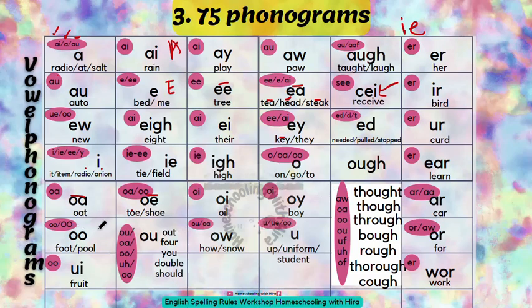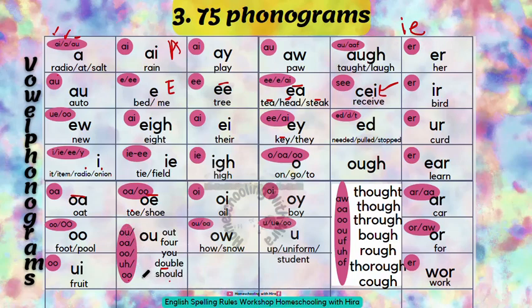Then we have the double O combination that can say the short oo sound and the long oo sound. So this is foot and pool, right? After this, we have OU, which has five sounds, but the first and the most common is ow, as in out. Then it has o as in four, oo as in you, short oo as in should. So ow, o, oo, oo.